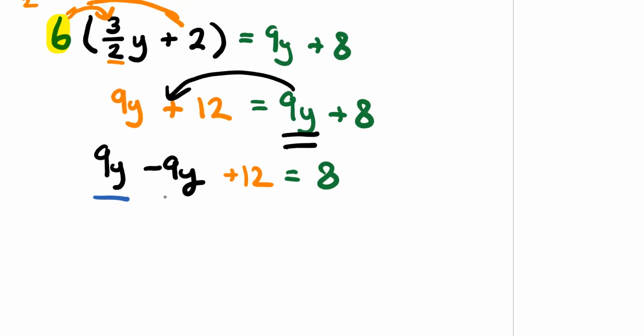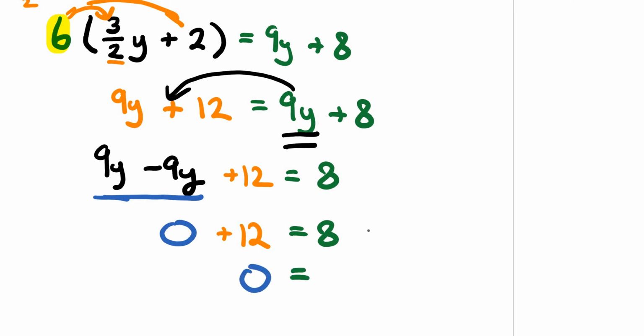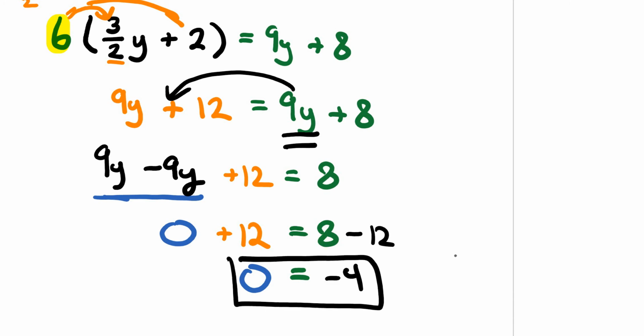And you'll notice that 9y minus 9y is 0. So 0 plus 12 equals 8. And then if the 0 remains, and if you move the 12 over, 8 minus 12 is going to be negative 4. Now, does 0 equal negative 4? No. So this is a case where you have no solution. All right, we have no solution because we can't get the variable isolated. We have a number that does not equal the number on the right hand side. So 0 does not equal negative 4. So it's an incorrect statement. So there's no solution.